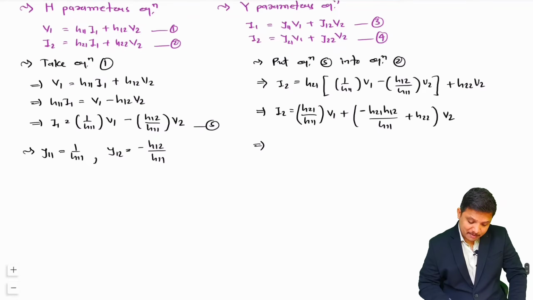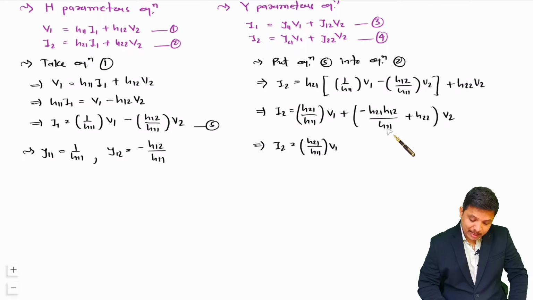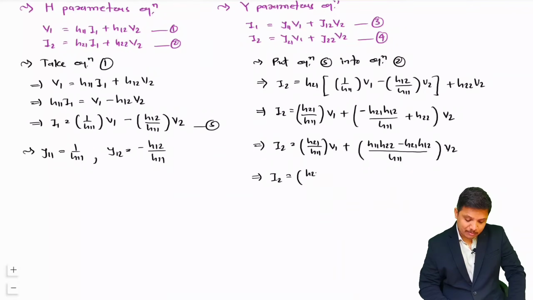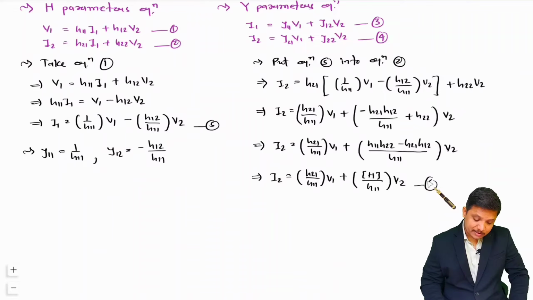So now we will be having I2, that is H21 by H11 V1, and if you take H11 as LCM, then in the denominator we will be having H11, and H11 H22 minus H21 H12, that I can write into V2. Now if you see, this H11 H22 minus H21 H12 is the magnitude of matrix H, right? So I can say that this I2 is H21 by H11 V1 plus magnitude of matrix H divided by H11 V2. Now let us say this is equation 6, and we can compare this equation 6 with 4.